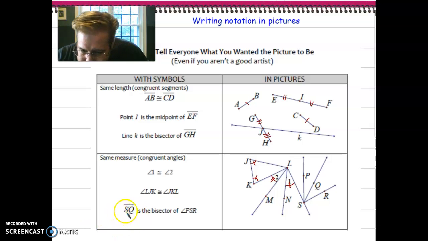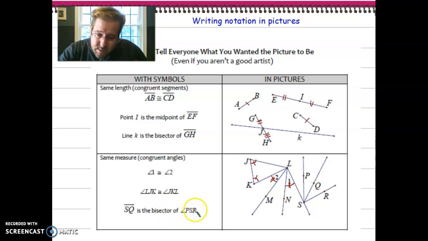SQ, it looks like that's a ray. It's kind of hard to see. Ray SQ is the bisector of PSR. Now, here's PSR. If ray SQ is the bisector, that means it splits that angle in half. Meaning this angle and this angle, I'm going to put 1, 2, 3, 1, 2, 3.